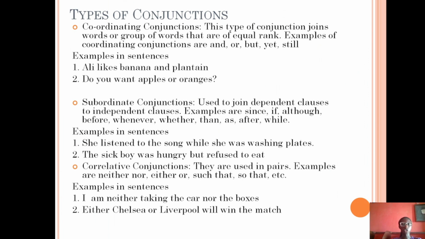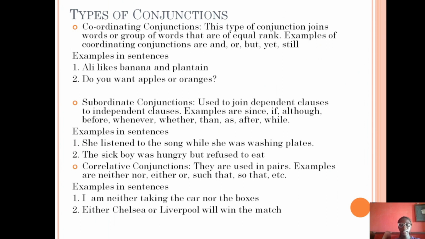Then we also have the subordinate or subordinating conjunctions. What they used to do is that they used to join dependent clauses to independent clauses. That means we join clauses that can both stand on their own to clauses that need other clauses to stand. Examples of subordinating conjunctions, we have since, we have if, we have although, we have before, whenever, whether, than, as, after, while.